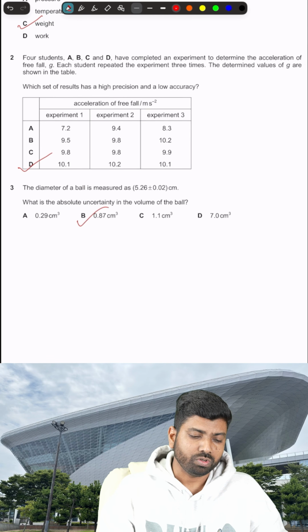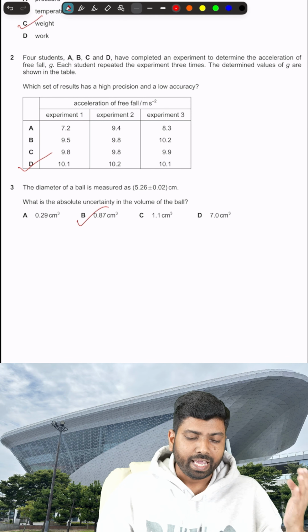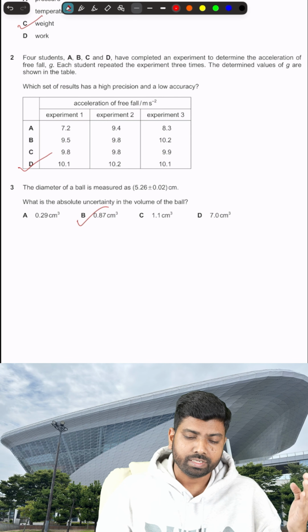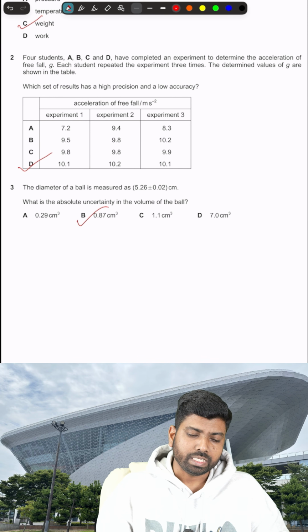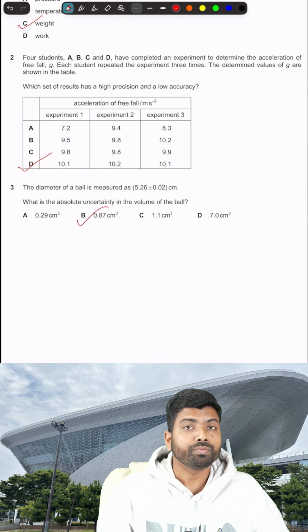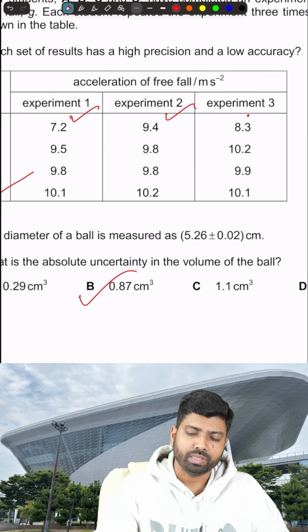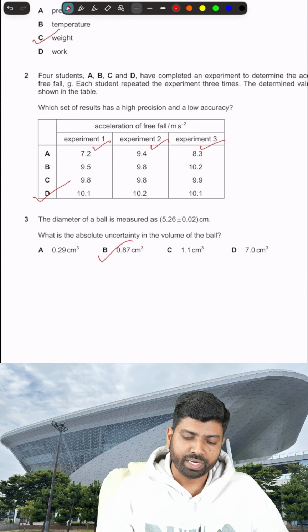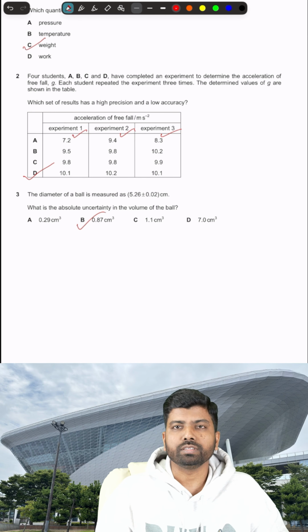In question number 2, if you look very closely, this is from the measurement chapter. 4 students A, B, C, D have completed an experiment to determine the acceleration of free fall, g. Right, already all of you know that g. Each student repeated the experiment 3 times: experiment 1, experiment 2, and experiment 3. So they repeated the experiment 3 times. The determined value of g is as shown in the table, right?